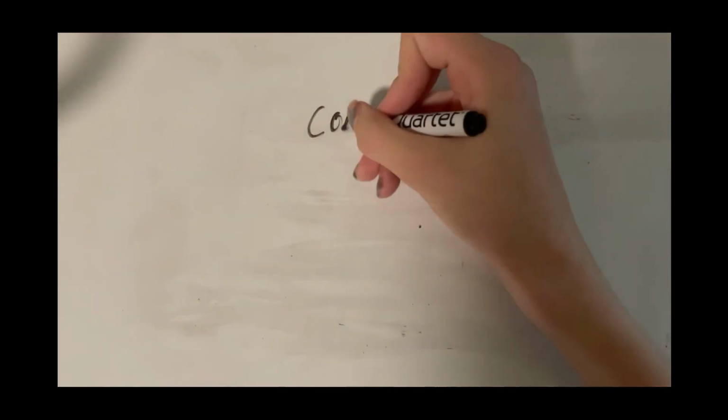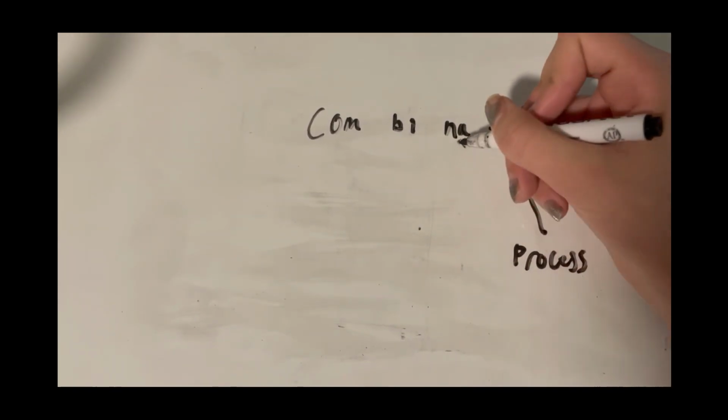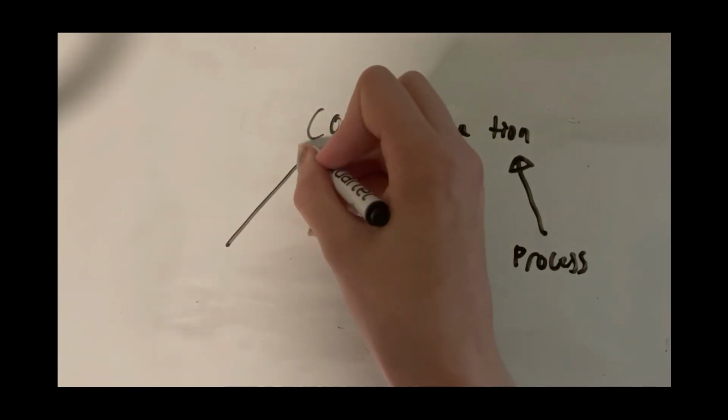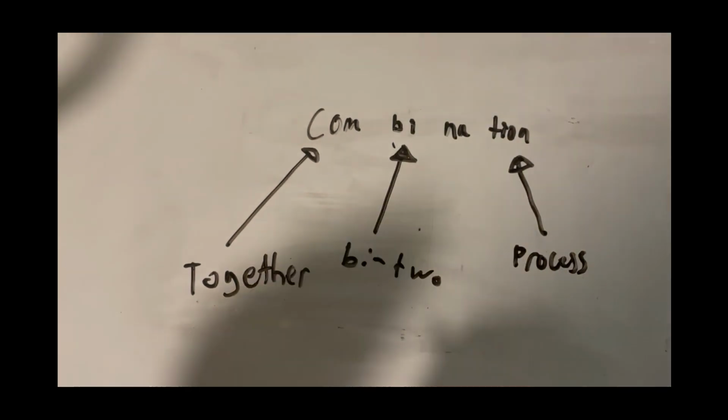Combination comes from the Latin com, meaning with or together, and bi means two, and lastly, tion indicates process. So the full word means the process of putting two things together, which makes sense in the context of synthesis and combination reactions.